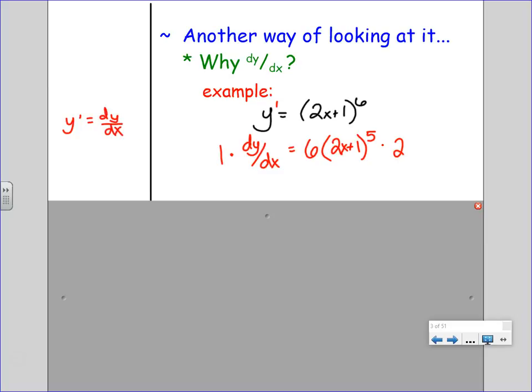I'm really doing a little baby chain rule. Every time I write the derivative of y is dy dx, I'm really doing a chain rule. Bring down the 1, subtract a power, just 1 times y prime times dy dx.